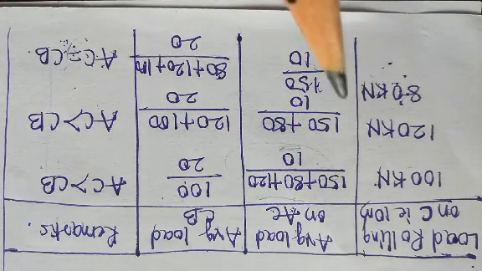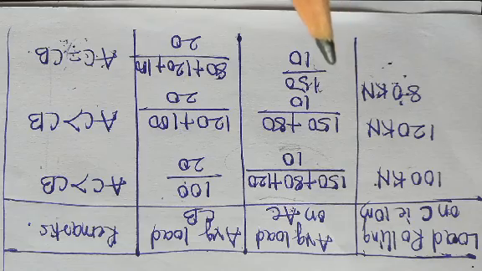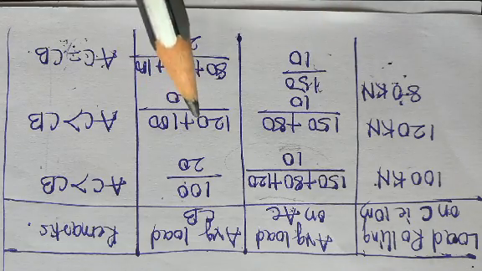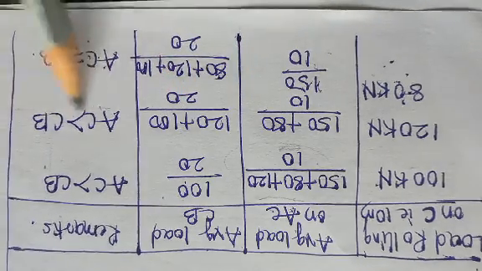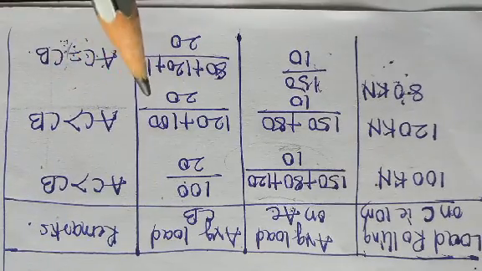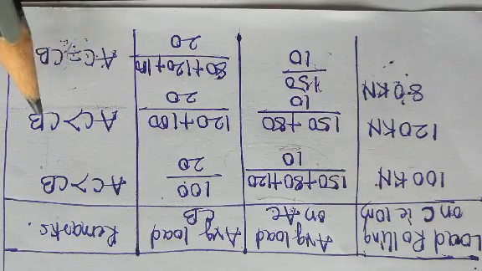So on the left hand side you will be having 2 loads, and on the right hand side you will also be having 2 loads. Still there is no change in the remark, that is, the AC section is still heavier than the CB section.